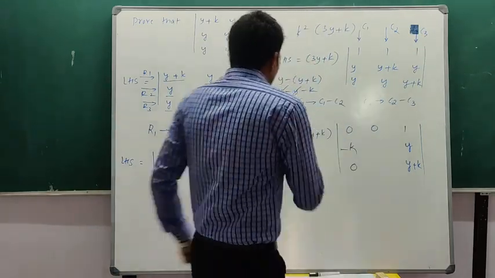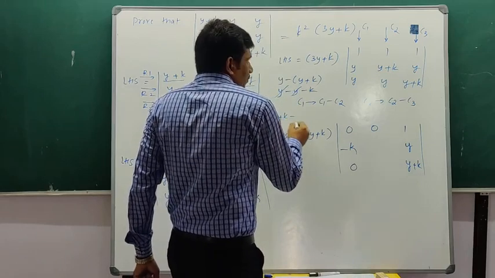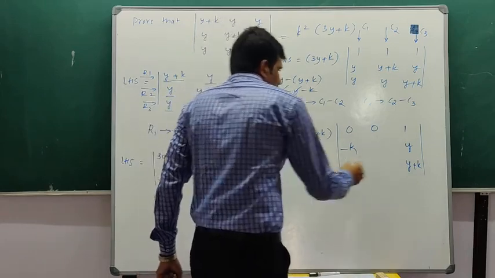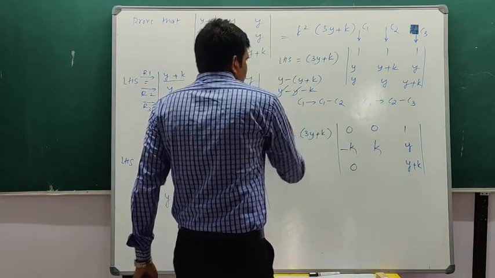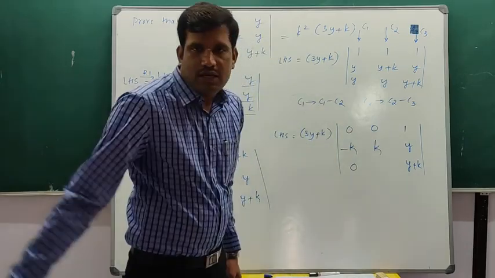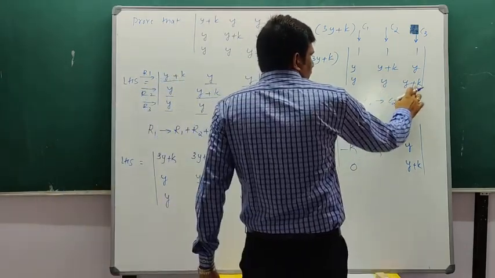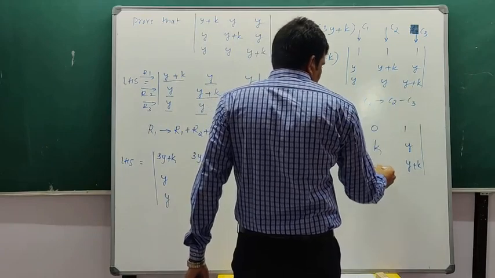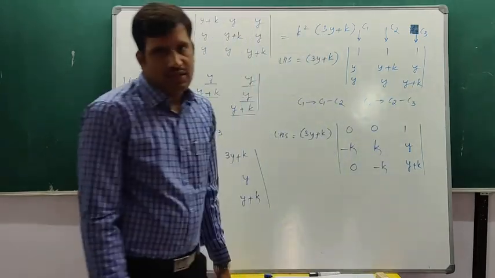Next it is y plus k, see here, y plus k minus y, plus y minus will get cancelled, what is left here? That is k. That is k, right? So next y minus k plus y minus will get cancelled, what is the answer here? It is minus k, right?